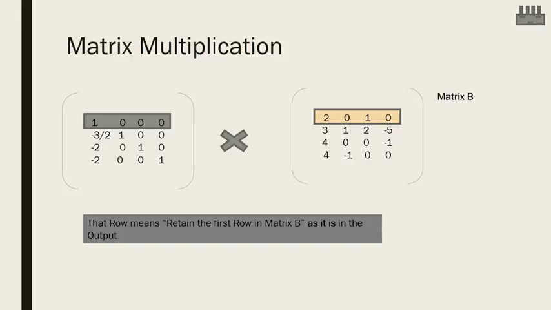If you look at the rows in the A matrix, each one is a weight for the corresponding row in matrix B. So it's basically a weighted addition of rows in matrix B.